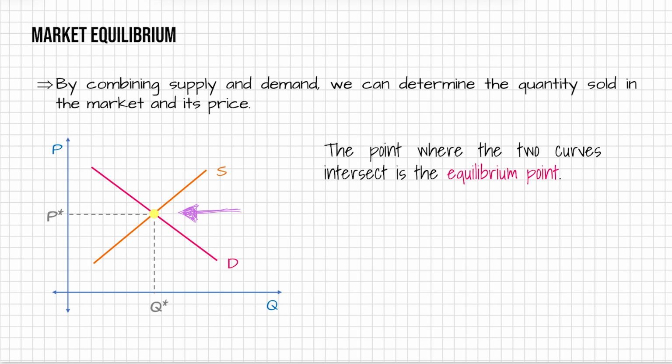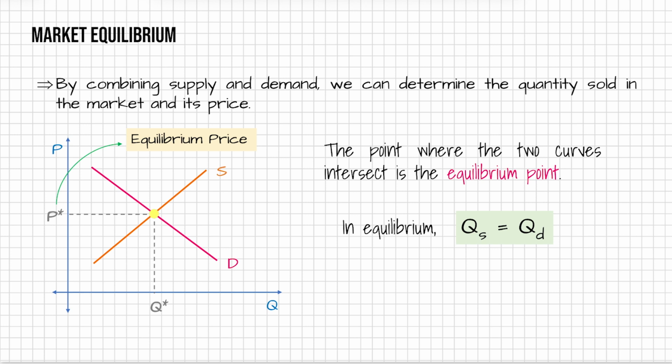We represent the equilibrium price as P star. At the equilibrium price, the quantity demanded and the quantity supplied are equal, and it is represented by Q star. At the equilibrium price, buyers purchase everything they want to buy, and sellers sell everything they want to sell. At any other price, forces come into play that push it toward the equilibrium price. We'll talk more about these forces in an upcoming video.